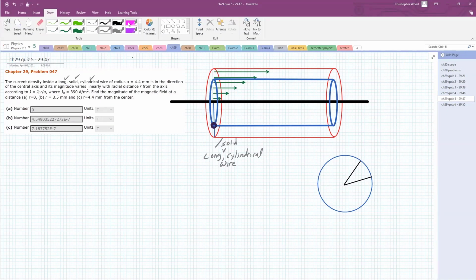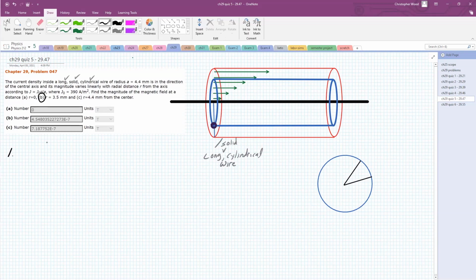We know the current density. So number one, I'm going to start there. If we know the current density, then you're asked to find the magnitude of the magnetic field at a distance of r equals 0. So I'm going to do part A, and then you can do part B and C. One is done, so we're done.